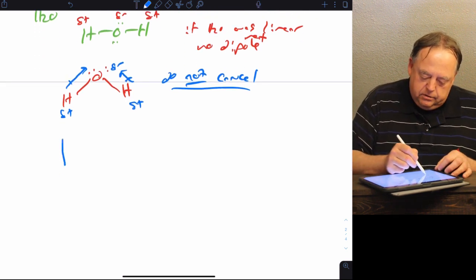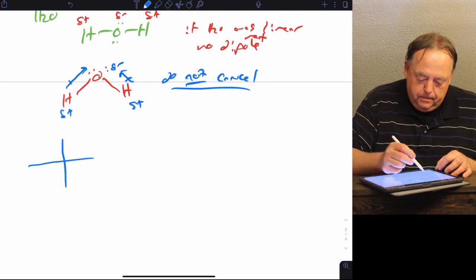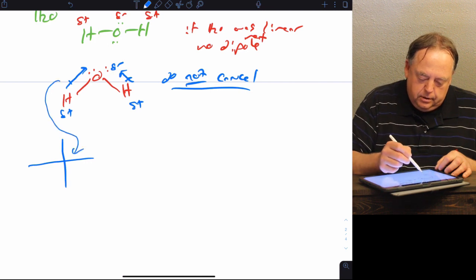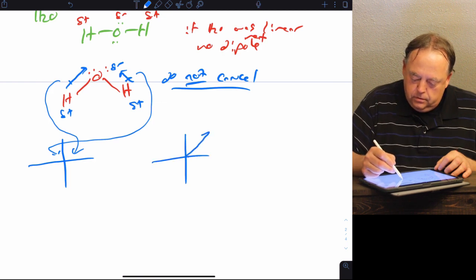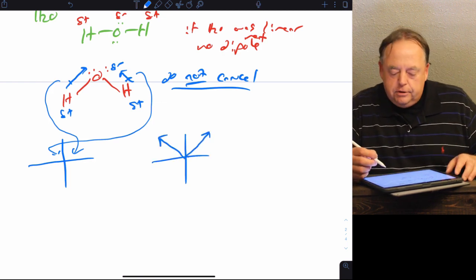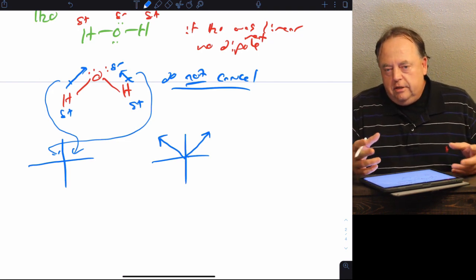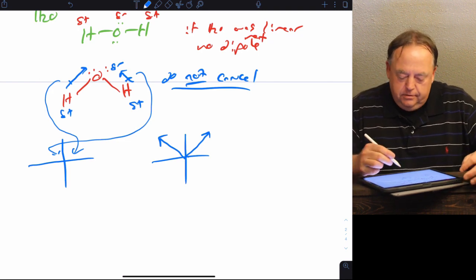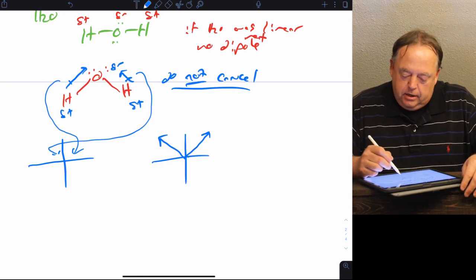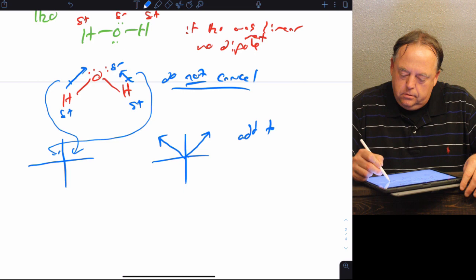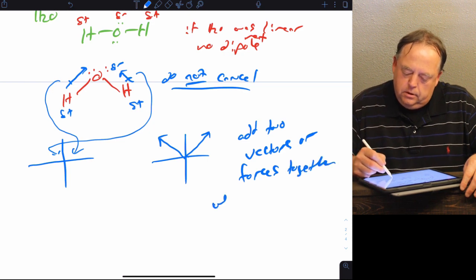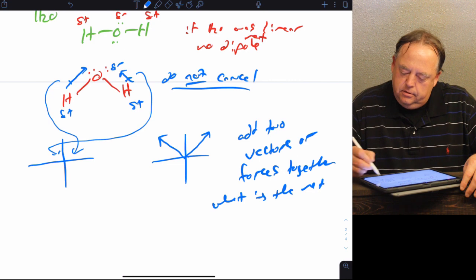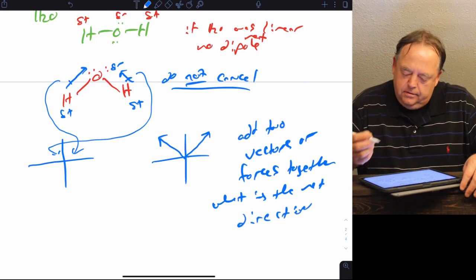I like to think of this like, if you've had physics before, if we take each of these and put them on a Cartesian coordinate system at the origin, and think of them like forces, those are two forces that are not opposite directions, but they're equal in magnitude. So if you add the two together, what is the net direction?